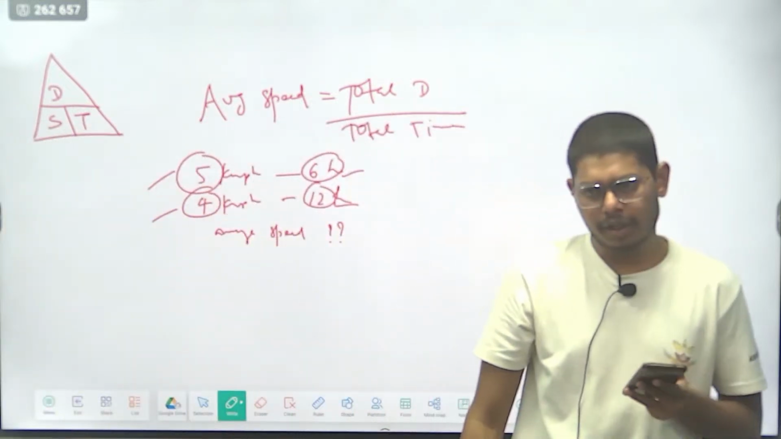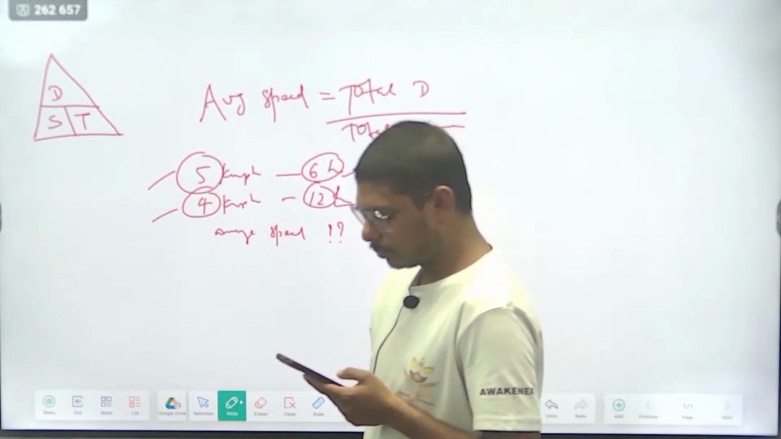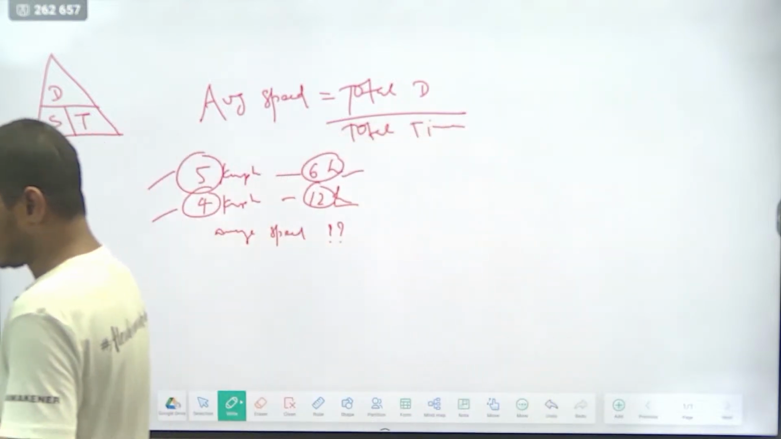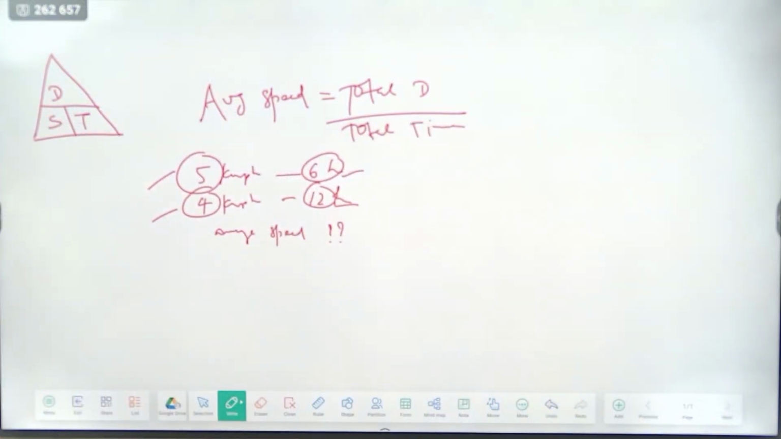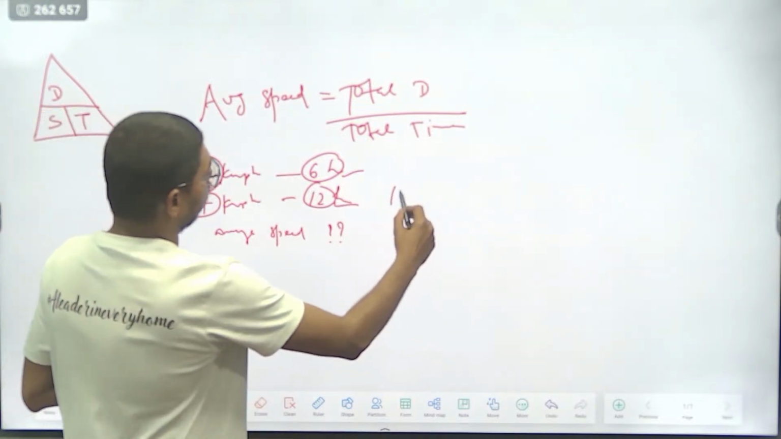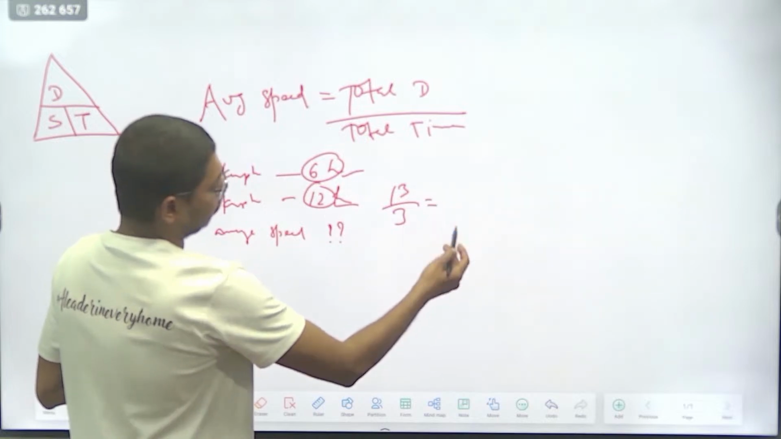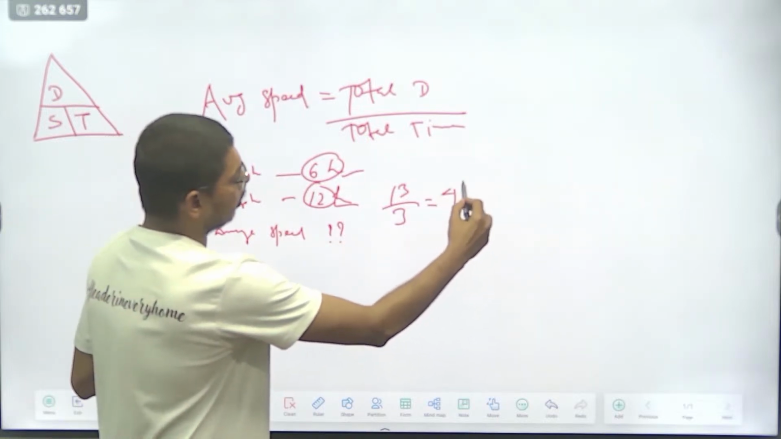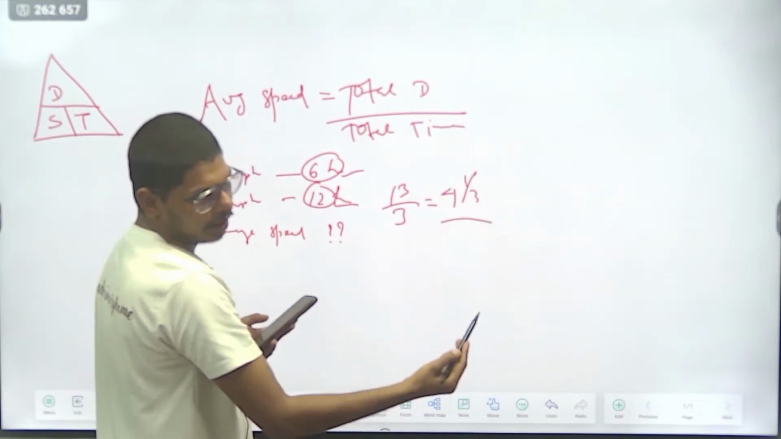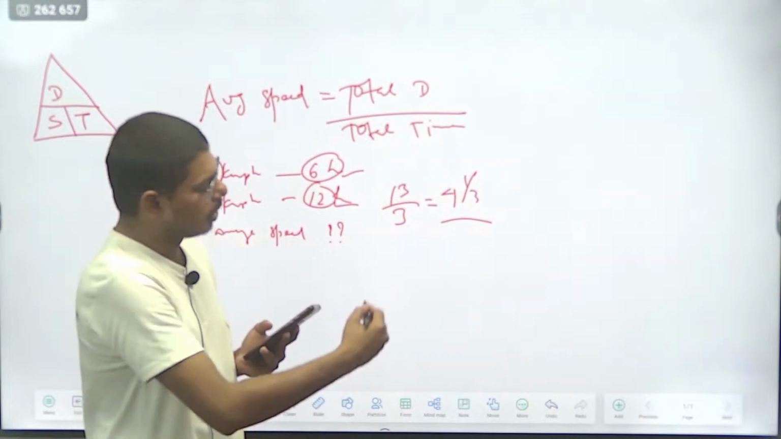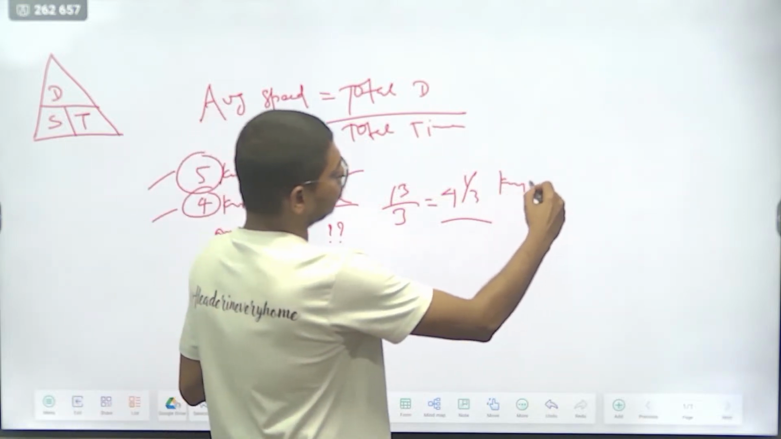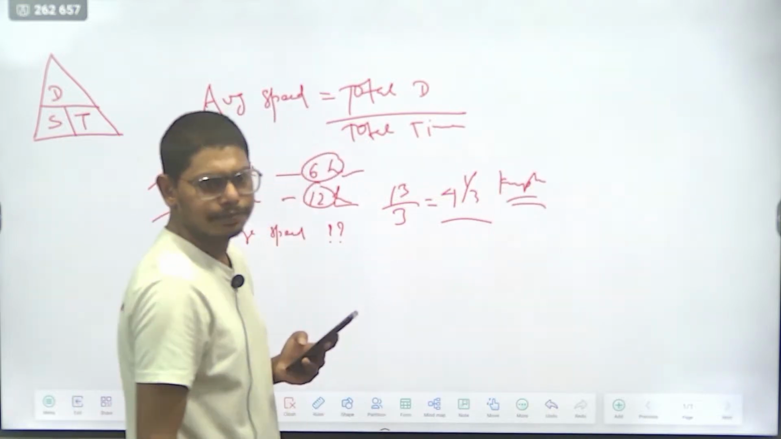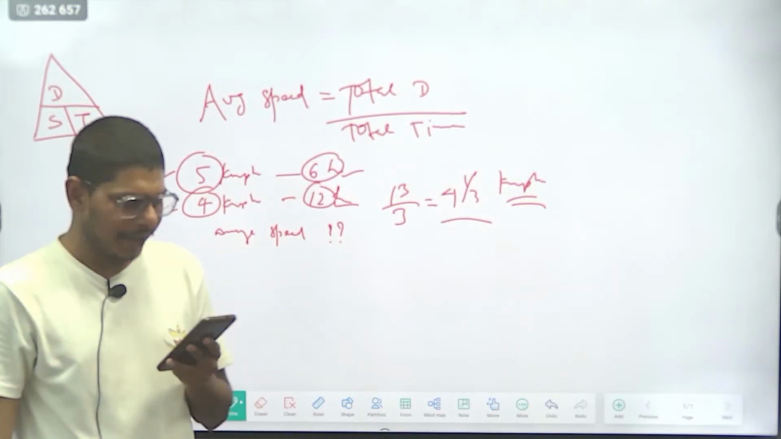That's 39 by 9, then 13 by 3. So 13 by 3. If you want to write this 13 by 3, you can write it like 4 into 1 by 3 as well. This is the average speed.